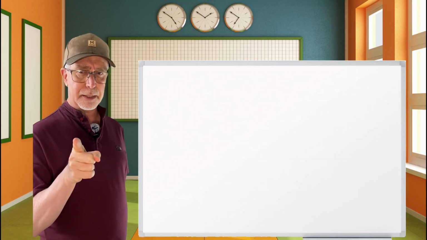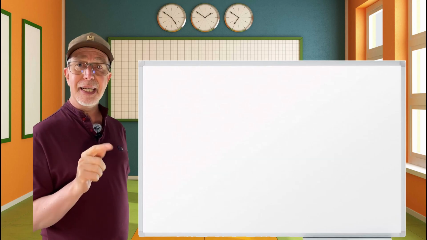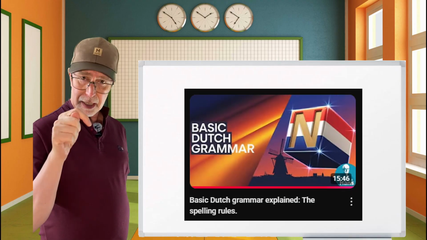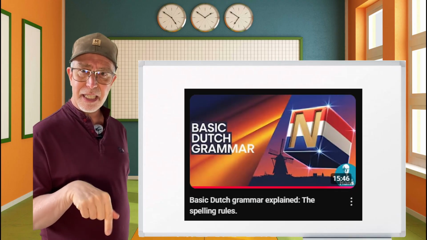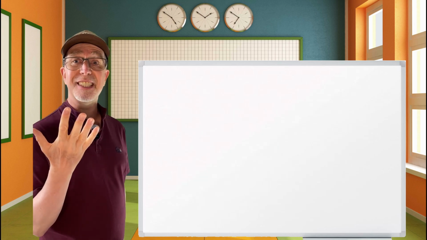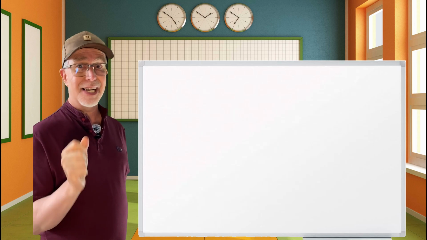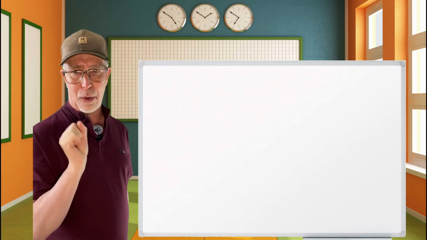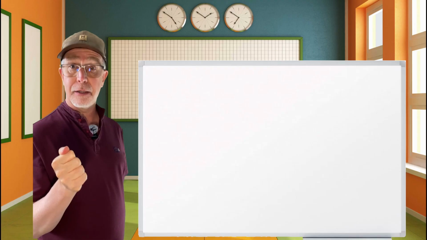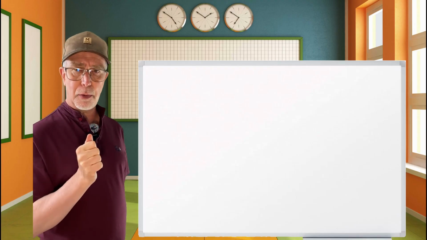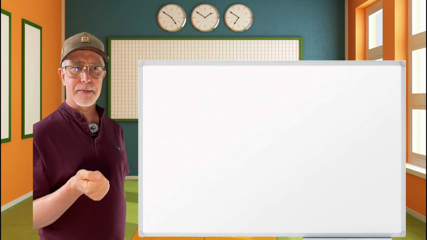Now, keep in mind, as I told you already in the video titled Spelling Rules, I'll leave the link down here below, where I talk about those spelling rules, those pronunciation rules. They are always, always, always important when we conjugate. So also when we make words plural. So rule number one, add en.